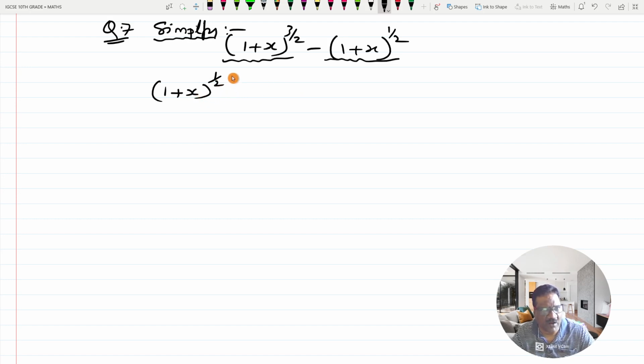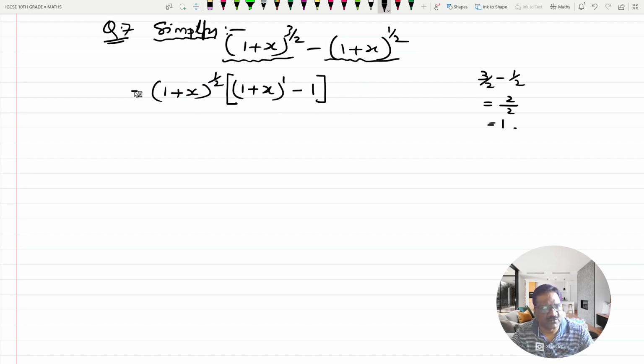When this is removed out, you will be left with something inside. Now from the first term, that is 1 plus x raised to 3 by 2, 1 plus x raised to half has been removed out. So what will be left here? If you remove 1 by 2 from 3 by 2, the answer will be 2 by 2, which is equal to 1. So what will be left here is 1 plus x, which is the base, raised to 1. Okay, and then a minus sign, and from the second term, 1 plus x raised to half, the entire term has been taken out. So here you will be left with just a 1.